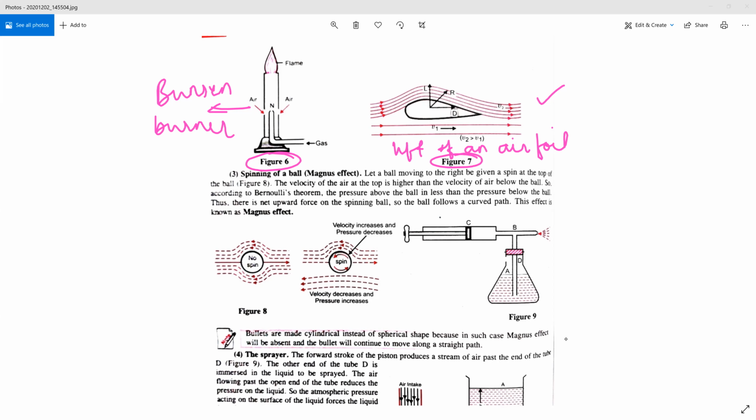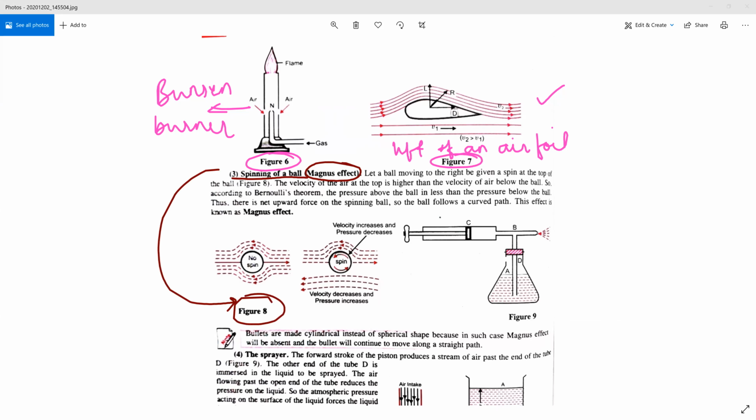So next application we shall discuss. That third one is spinning of a ball. So spinning of a ball is already shown here. Spinning of a ball is also called the Magnus effect. So here the diagram of spinning of a ball is shown in figure 8.